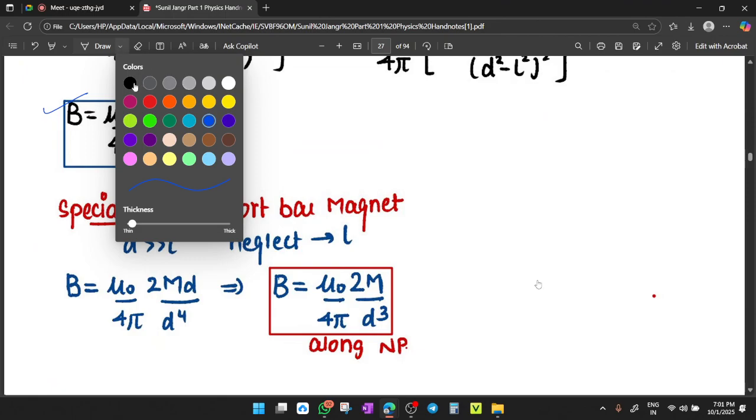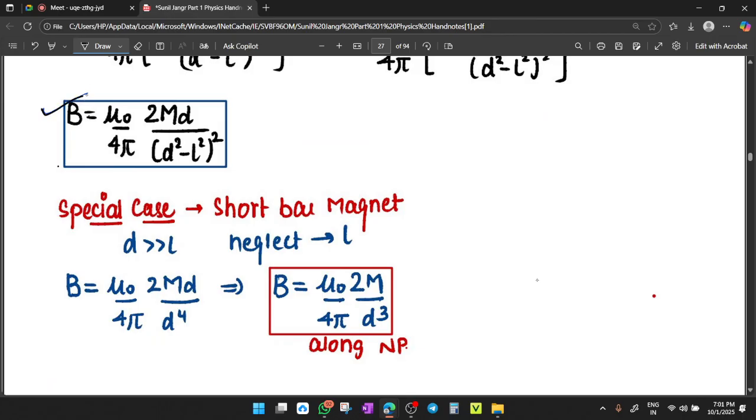So we are continuing with the chapter Magnetism and Material. In the last class we completed a derivation related to the magnetic field intensity at the axial position and at the equatorial position. Now the magnetic field strength for the axial condition for a given bar magnet or magnetic dipole is given by B equals mu naught upon 4 pi multiplied by 2md divided by (d square minus L square) whole square, right?